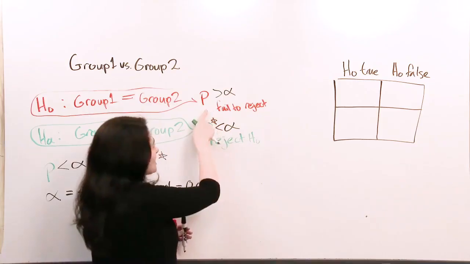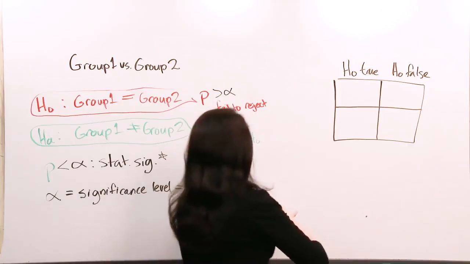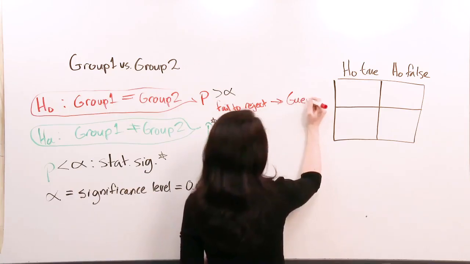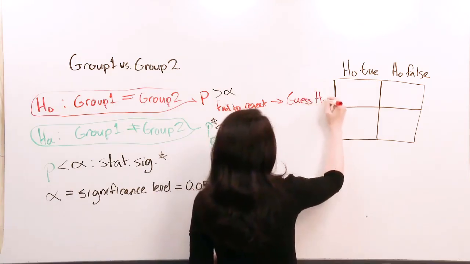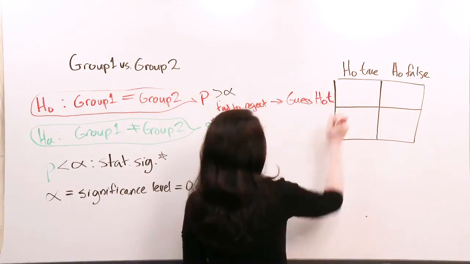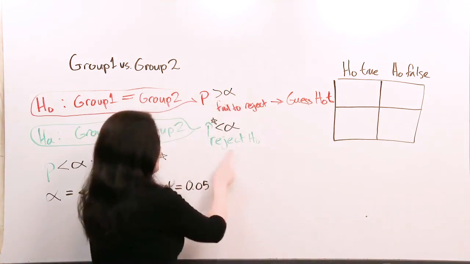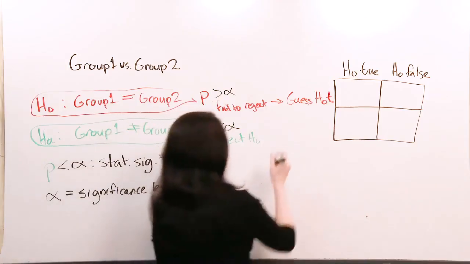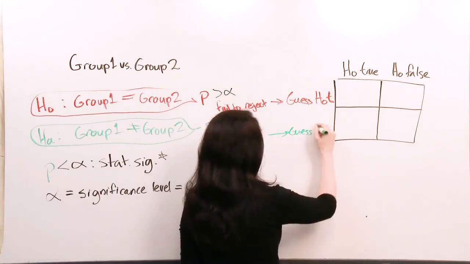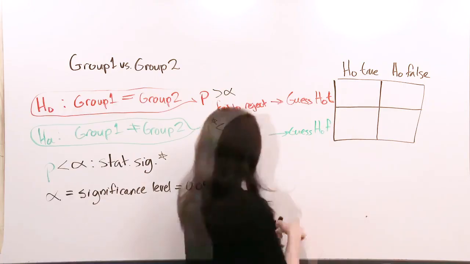So if we do our hypothesis testing and we get a large p, we fail to reject the null. And what that means is that we are guessing that the null is true. T for true. And if we get instead a small p and we reject the null hypothesis, what we are doing is we are guessing that the null is false.